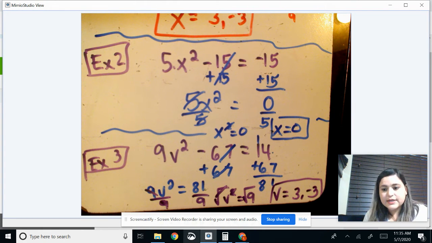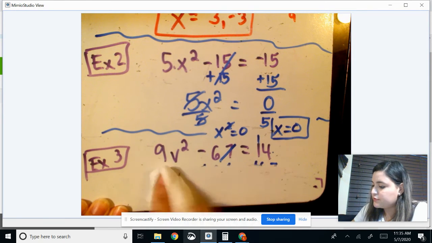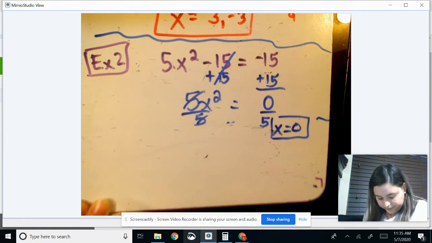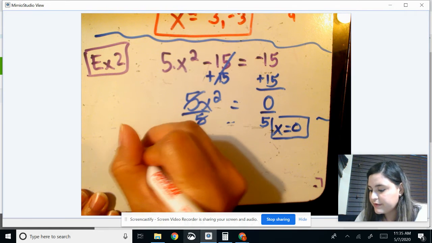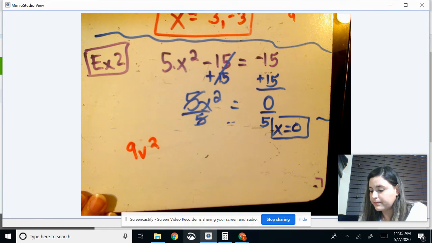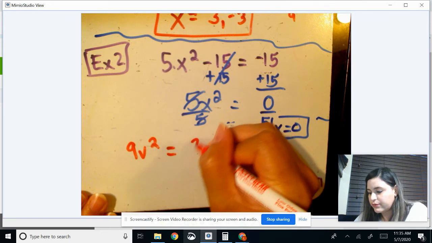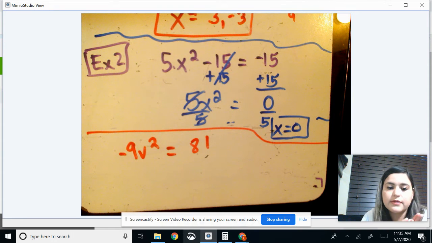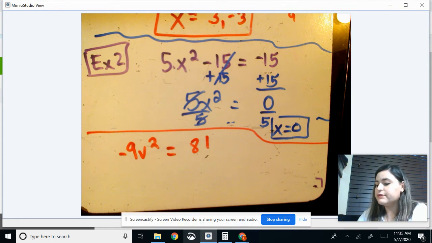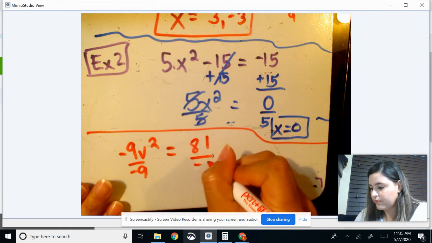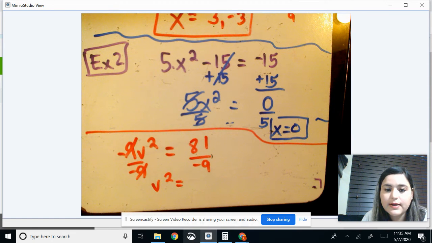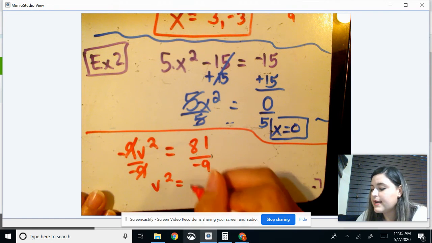Now what I'm going to do is make a small change, and we're going to redo one of them. I'm going to redo the last one. I'm going to make a small change in that one. So now I have 9v squared is equal to 81, and let's put negative. This is essentially what we had at the second step of the equation. We're going to divide by negative. So now I have v squared is equal to 81 divided by 9. 81 divided by 9 is negative 9.